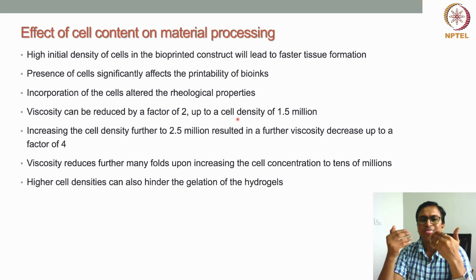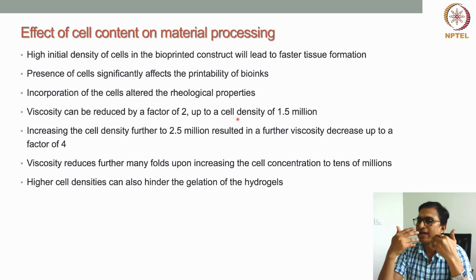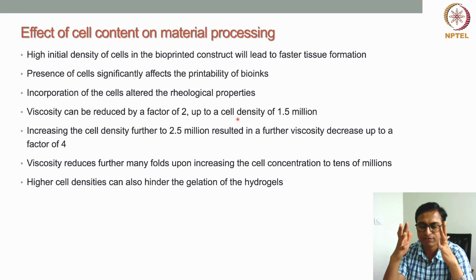We know that a higher initial cell density in the bioprinted construct can help in faster tissue formation if the cell number is very high, because if we want to reach the tissue level, the cellular level in the tissue is very high.